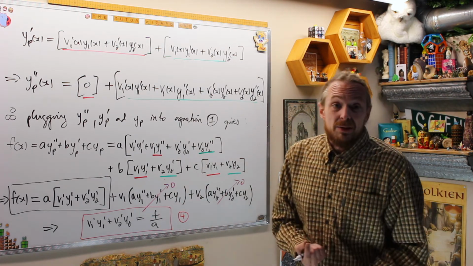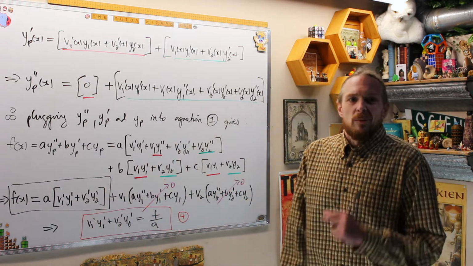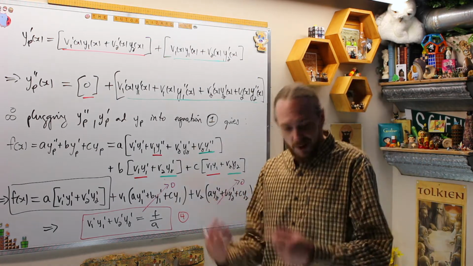Now let's solve that linear 2x2 system in v1 prime and v2 prime. And then once we do that, we're going to have to integrate to get v1 and v2. We're a third of the way there.